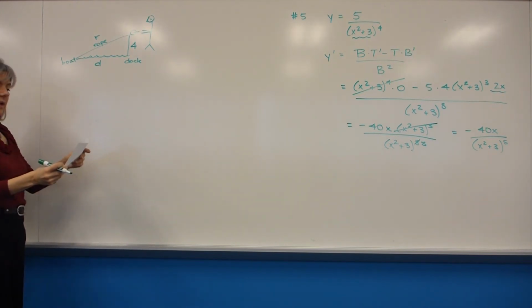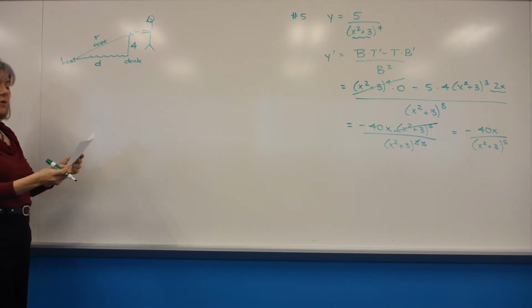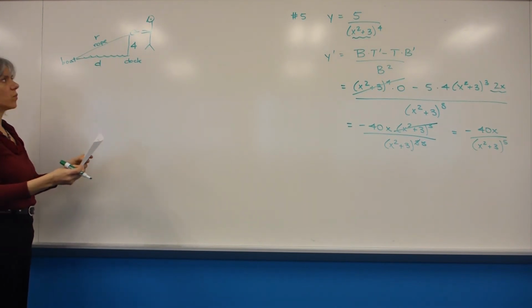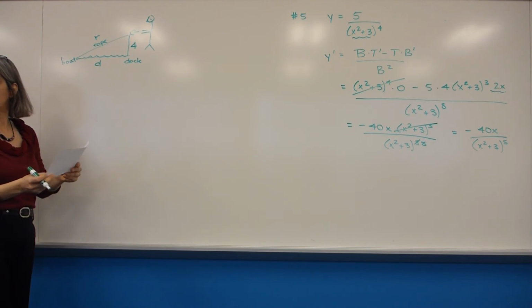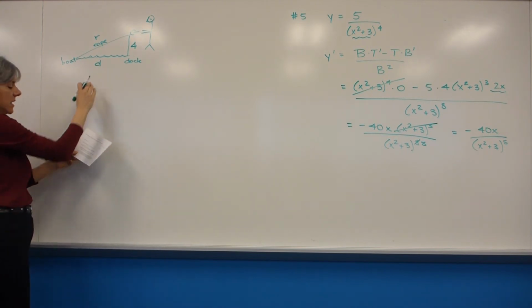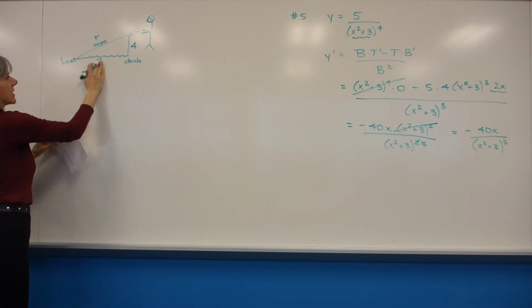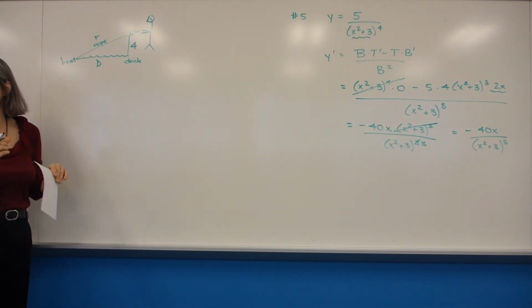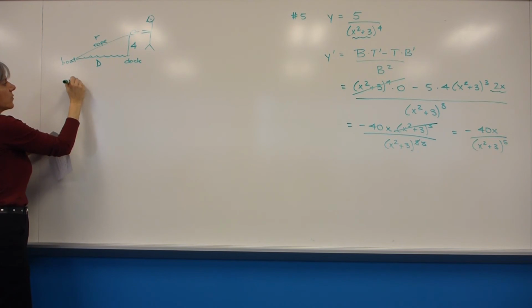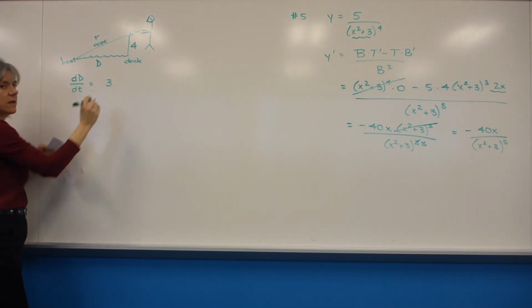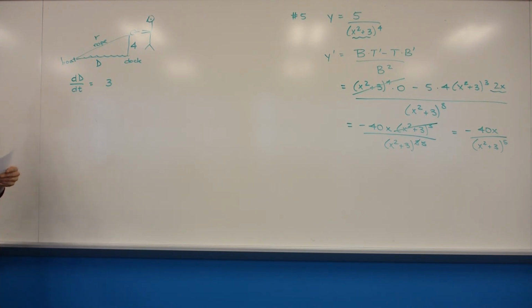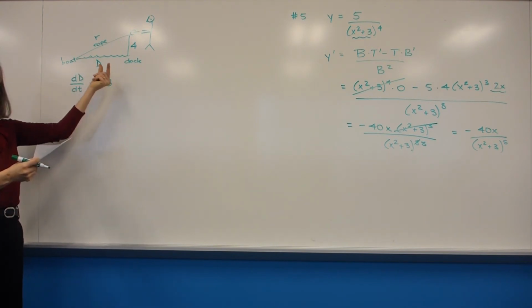Okay, so now let's look at what we have. The distance between the boat and the dock, what letter is that? D, is changing, decreasing by 3 feet. Let's make this a capital D. Yes, I promise you, you want to do that. So we know that dD/dt is 3, right? That distance is changing. Is it positive or negative? Negative, because this distance is getting smaller.